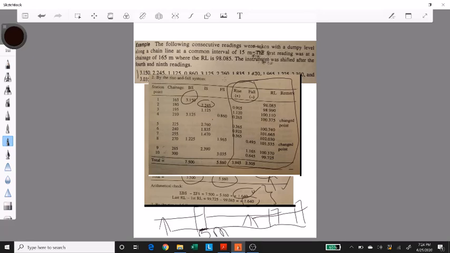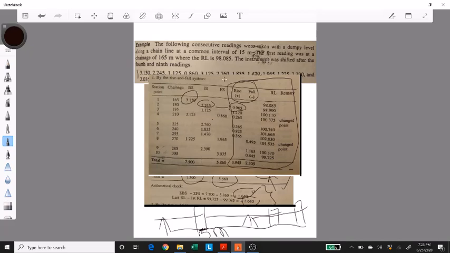Backside was 3.15 minus the first intersight 2.245. That gives us a positive answer, so that means it is a rise. Had it been a negative answer, that would have been a fall. This basically means that the second point is at a greater elevation than the first point.